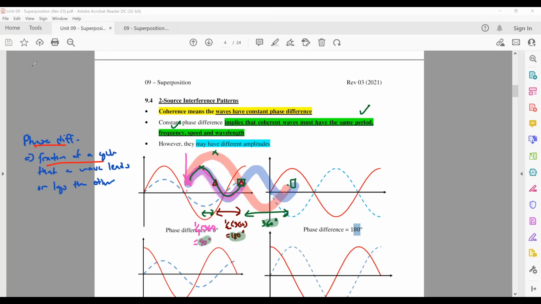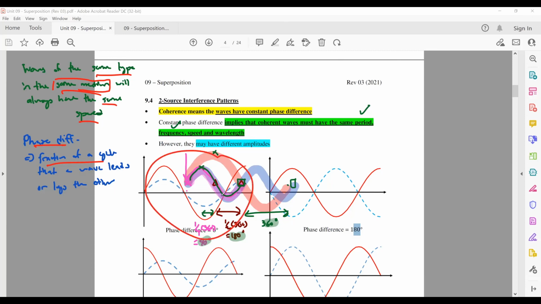Remember in your last chapter, I also mentioned that waves of the same type in the same medium will always have the same speed. Okay, so in the last chapter I also mentioned this, waves of the same type in the same medium will always have the same speed. So here we are assuming that the two waves that meet at a point here, they are obviously in the same medium because they're meeting at the same point.